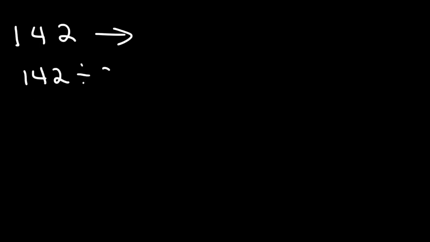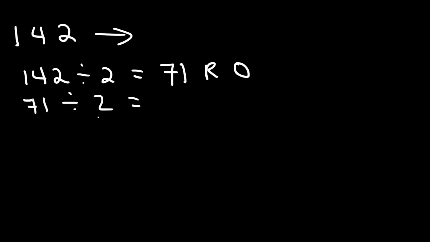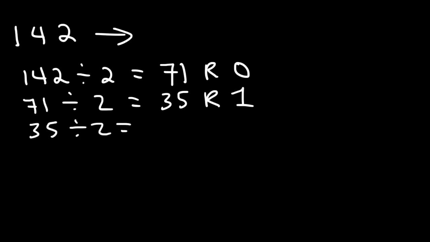So let's divide this by 2. 142 divided by 2 is exactly 71, so it's 71 with a remainder of 0. And then 71 divided by 2 is 35.5, that's 35 remainder 1. Then let's take 35 and divide that by 2. That's going to be 17.5, so that's 17 remainder 1.